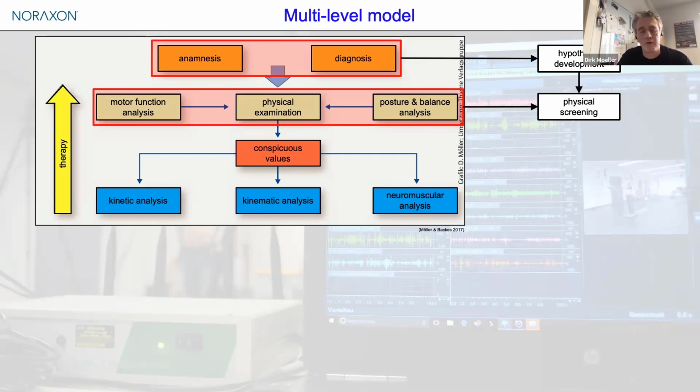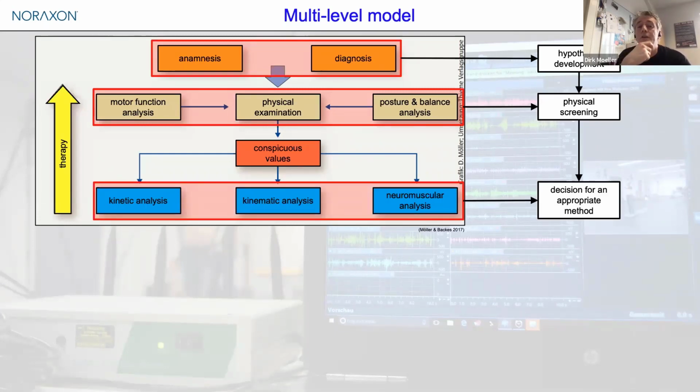Sure, I do my visual inspection, functional testing, active and passive movements. I do motor function analysis, posture and balance tests, all the things I can do, but without biomechanical devices. I just look at what I can see, and based on this, maybe I recognize some suspicious values. Something's going wrong. Maybe the balance is not correct, or the left-right judgment is not correct. So based on this, I can decide on an appropriate method.